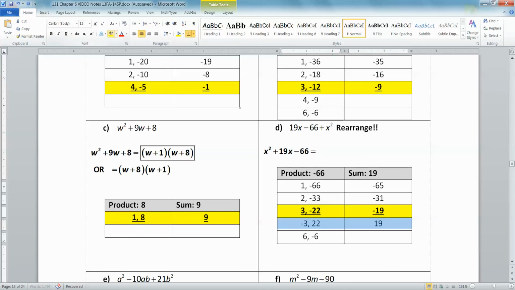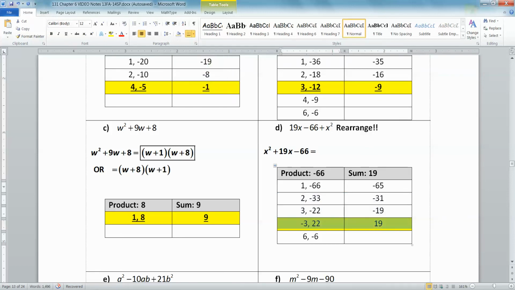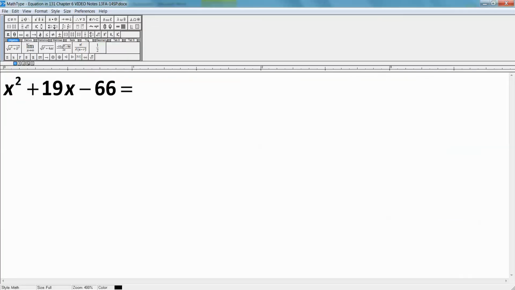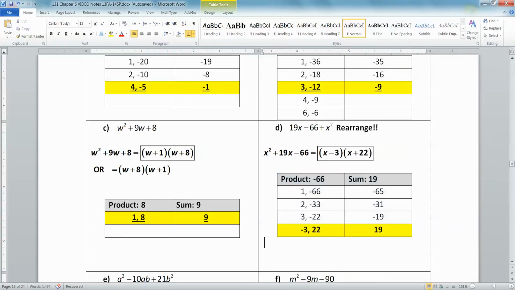So that's the one that I should highlight yellow. Hold on. And then these should not be, because they're not right. Cool. All right, so that means that I want x minus 3 times x plus 22. Or if you like, you could say x plus 22 times x minus 3. That's okay as well. All right, last two.